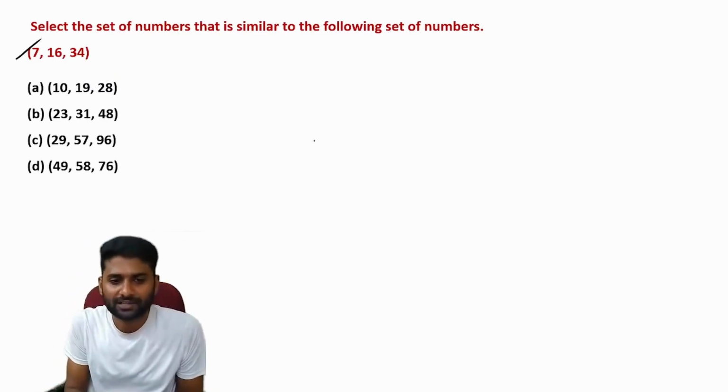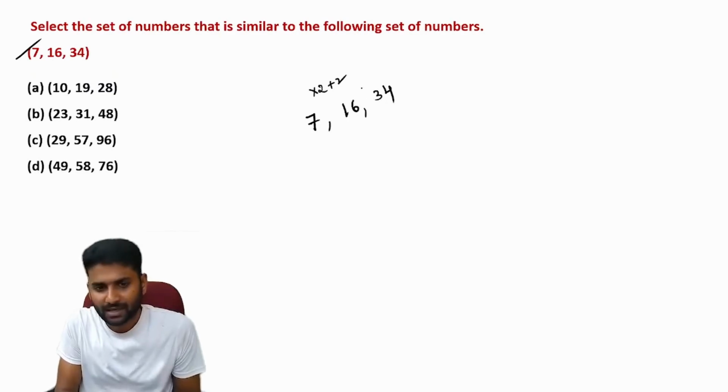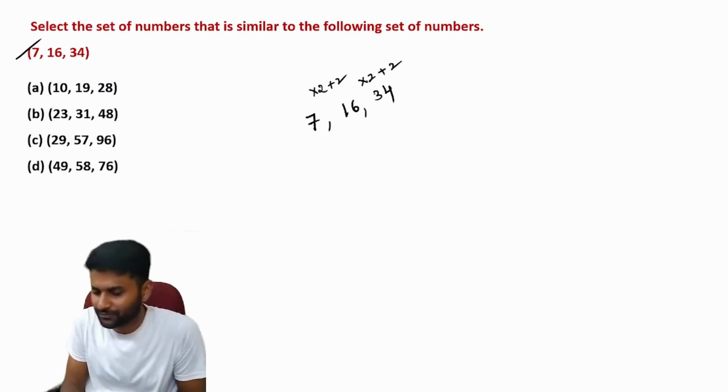Find the relation. What is the relation between 7, 16, and 34? If you observe the relation here, if 7 is multiplied by 2 plus 2, it becomes 16. In the same way, if 16 is multiplied by 2 plus 2, it becomes 34.